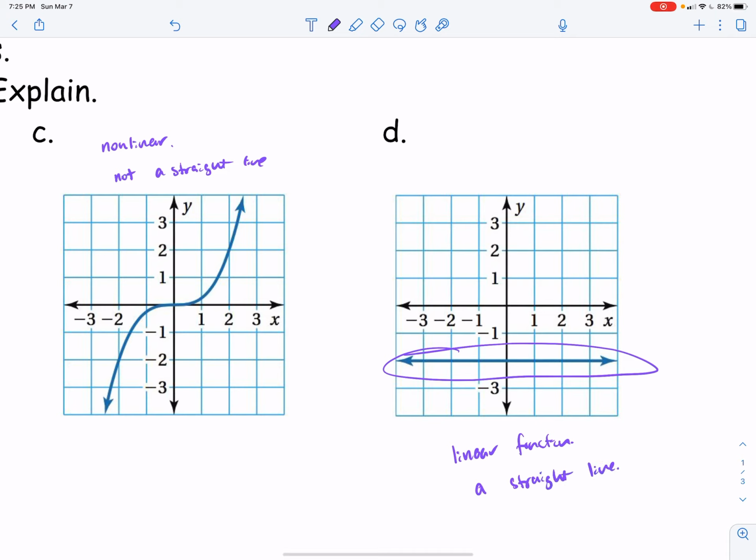So for tables, you're going to look for a constant rate of change. You're going to see if they have the same pattern over and over again. For graphs, you're looking for, is it a perfectly straight line? It could be like this, it could go like this, it could go like this, but it has to be a perfectly straight line throughout the entire thing. Okay, so that's how you can tell if it's a linear or nonlinear function.